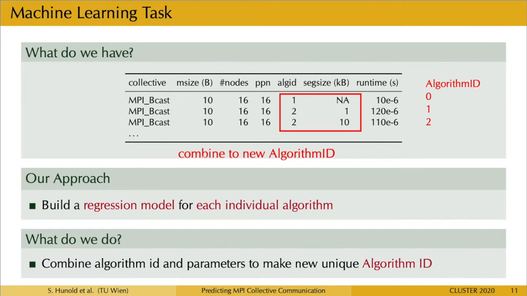What we are going to do is combine the original algorithm ID, for example, algorithm 1 in OpenMPI and so on, with the respective parameter settings. For example, here, algorithm 2 with segment size 1 will become algorithm 1. So it gets a new algorithm ID, and this will be algorithm ID 1. And the same algorithm with a different segment size will be a different algorithm ID. And for each of these individual algorithm IDs, we build a regression model.